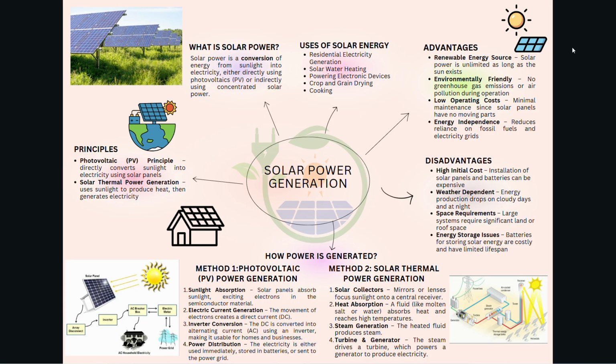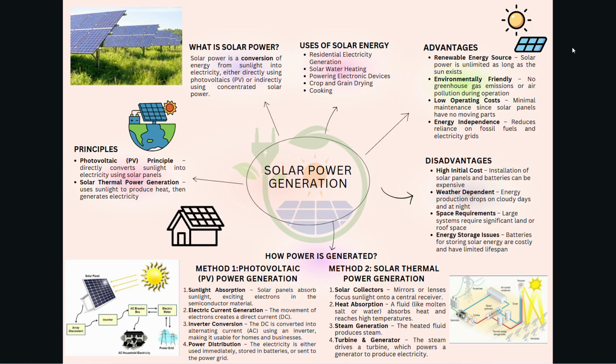And step 4 is power distribution. The electricity is either used immediately, stored in batteries, or sent to the power grid. And method 2 is solar thermal power generation. Step 1 is solar collectors. Mirrors reflect the sunlight onto a central receiver. And step 2 is heat absorption. A fluid like molten salt or water absorbs heat and reaches high temperatures.